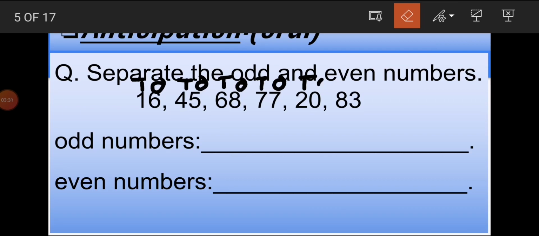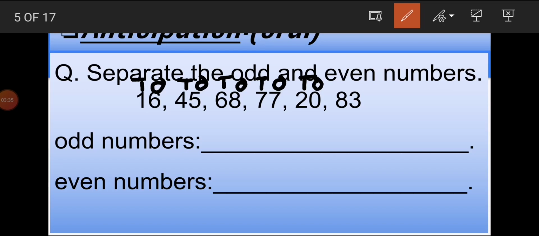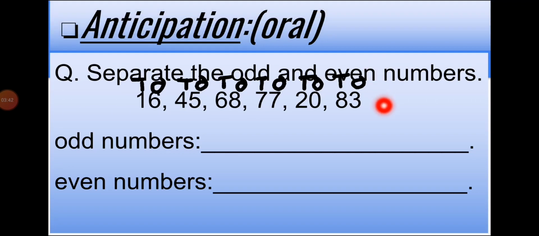Now the last number, 83. In 83, 3 is on the 1 space and 8 is on the 10 space. It means in this number, 8 is 10s and 3 is 1. And the whole number is 83.